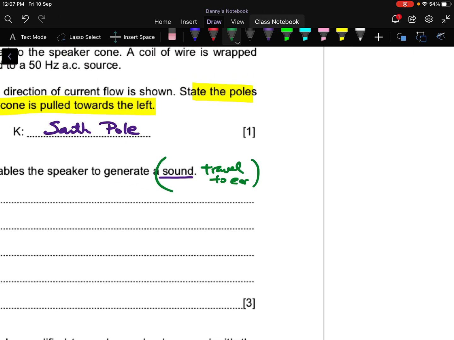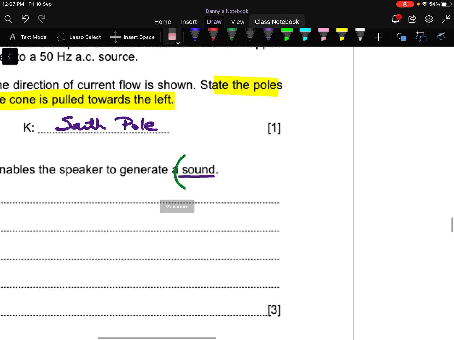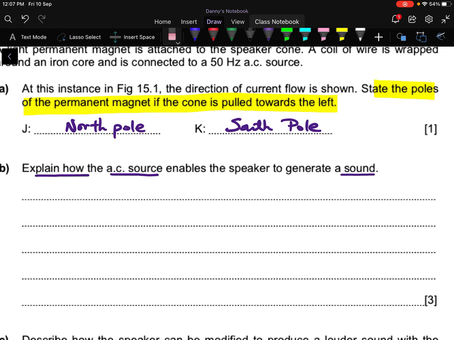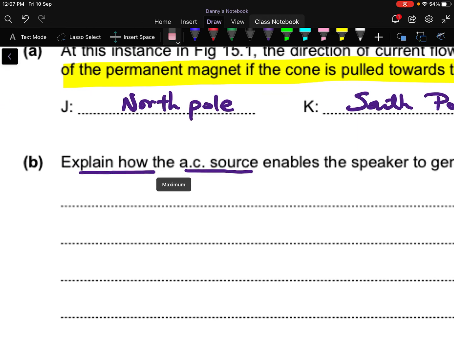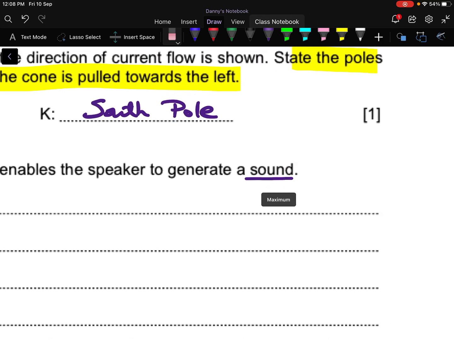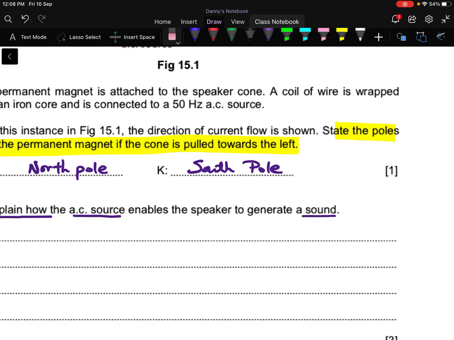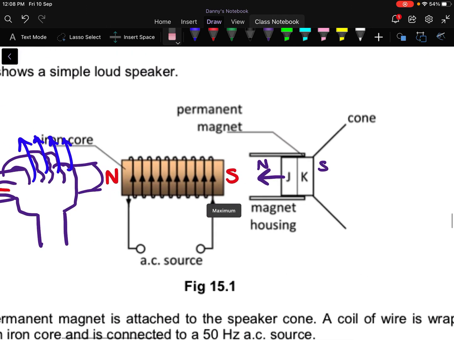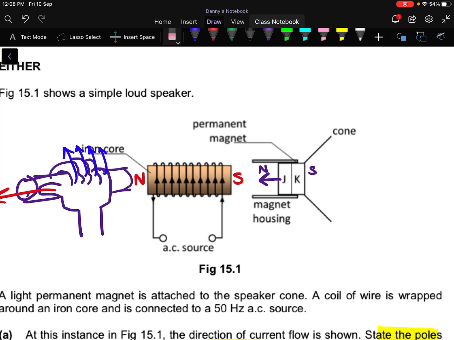That is the focus. If that is the question, then your focus will be the formation of compressions and rarefactions. But clearly this question is not asking you how sound travels from the speaker to your ear, but rather they want you to focus on how an electrical source, an AC source, can actually make a sound. So that should be your focus. So like I said, always plan first. The first thing you should notice is that this is an AC source.